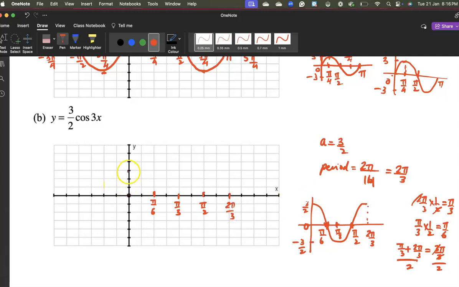And what is this? 1.5. So I can take this as 1.5. And what's 2 pi by 3? 2 pi by 3 into 180 by pi. Pi cancels, 120. So it will complete the whole cycle in 120 degrees. Then you start from here, you go down here, you go back here, and you go back here.